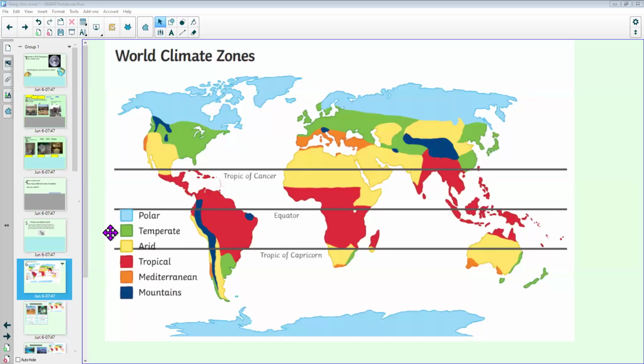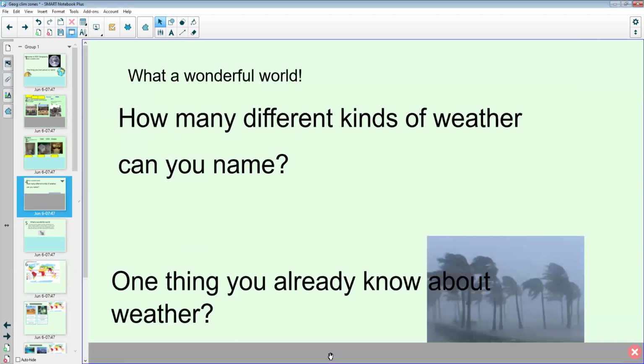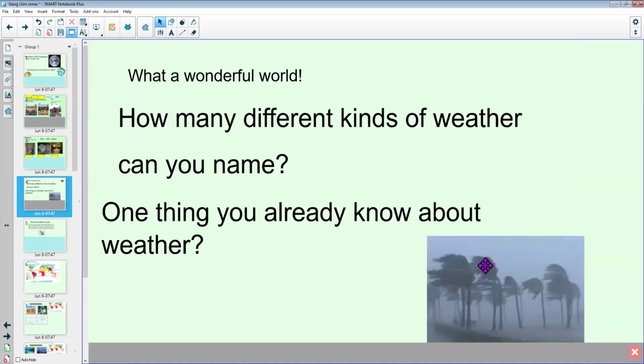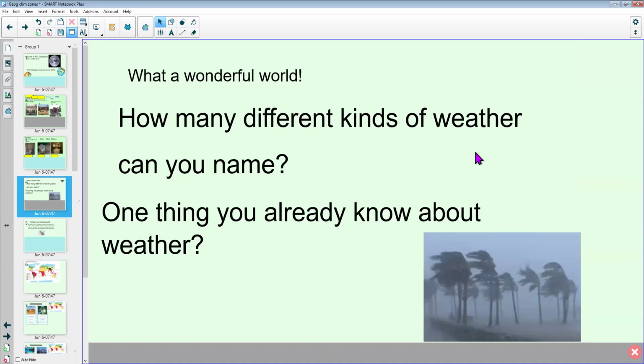Okay, so we're looking at climate zones, and we started off by thinking about different kinds of weather and some things we already know about weather. Got lots of answers for this. So we talked about hailstones, cloudy days, sunny days. We talked about twisters even. So lots and lots of different kinds of weather.